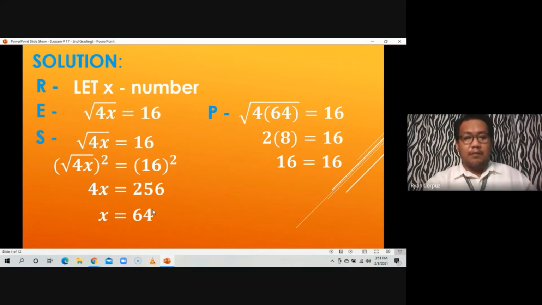So ibig sabihin, nung ginamit natin yung value ng x na 64 sa original equation natin, that satisfies the given equation.